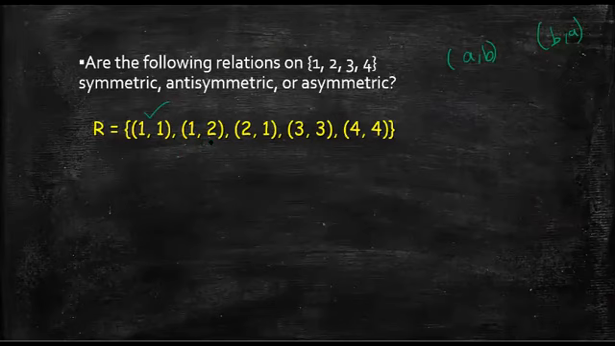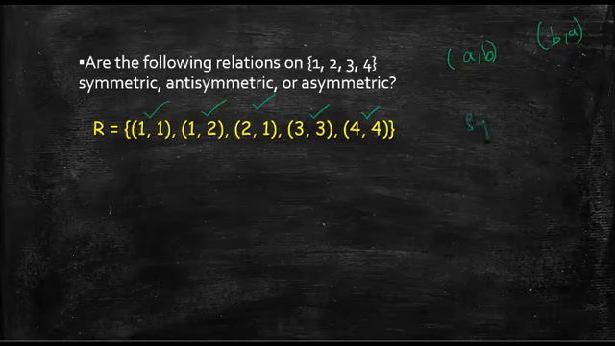Then the next element is 1, 2. For 1, 2, if A is 1, B is 2, then we should have 2, 1 in our set. So we have 1, 2 and we also have 2, 1. Now for this element 2, 1, 1, 2 should be there in the set. It is there. So we can proceed with the next element 3, 3. If 3, 3 is AB, then B, A will also be 3, 3. So this is also present in the set. And in the same way with 4, 4. So for all the elements A, B, B, A is also present in the set. So this set is symmetric.